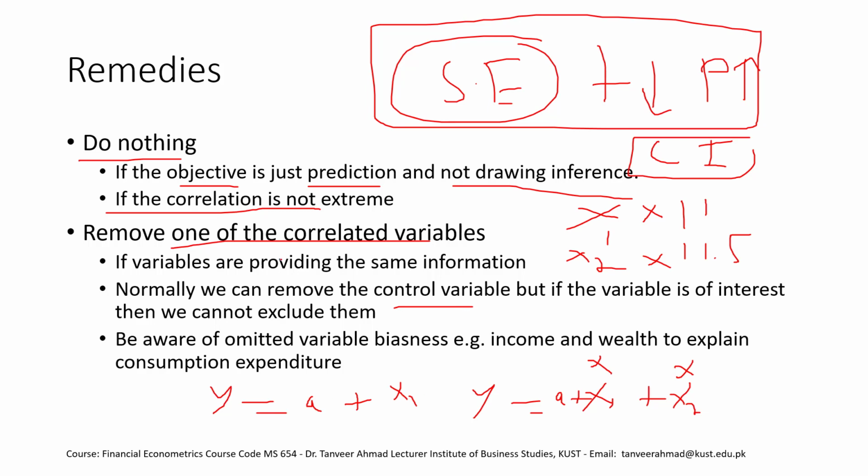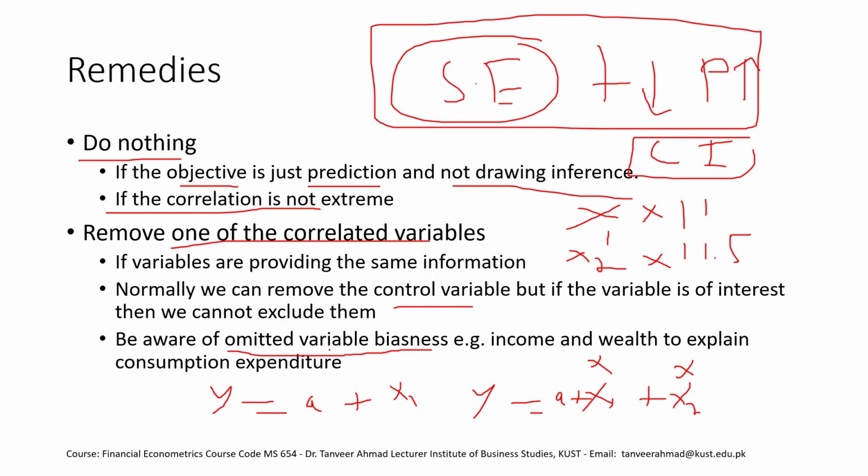Again, if you are dropping a variable, then you should specifically be aware of omitted variable bias. And what omitted variable bias is, we discussed in our previous video: it arises if you drop a variable that was important for that model.